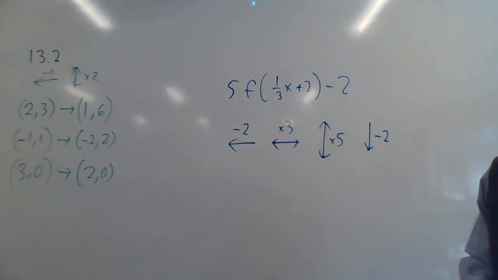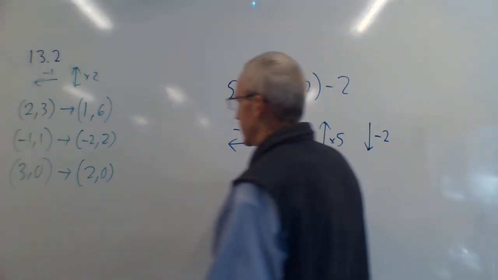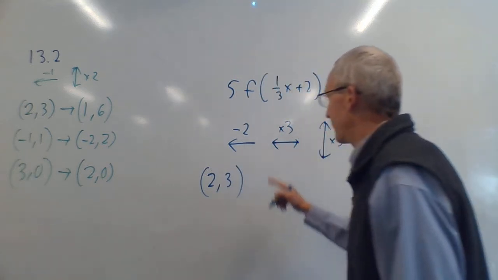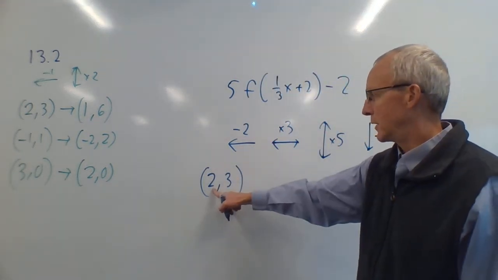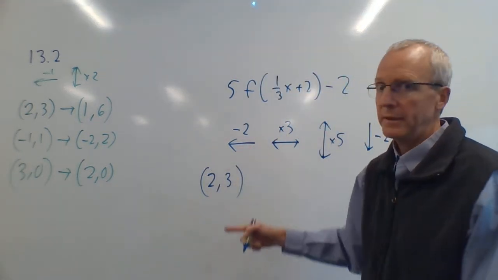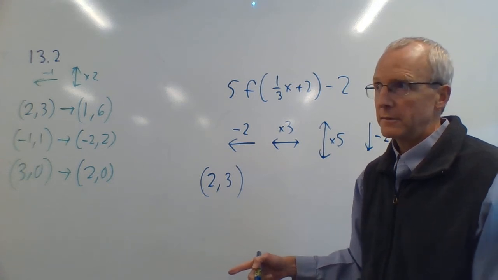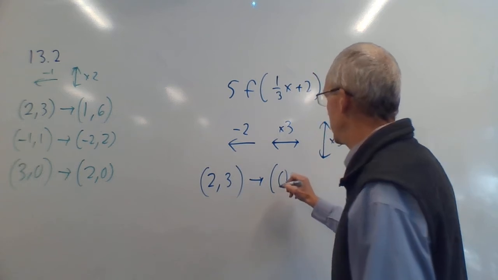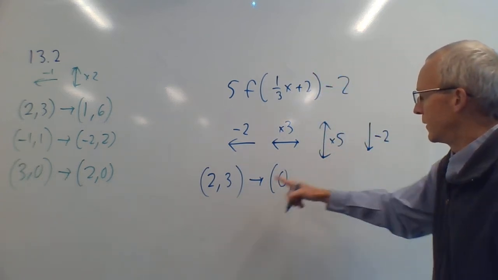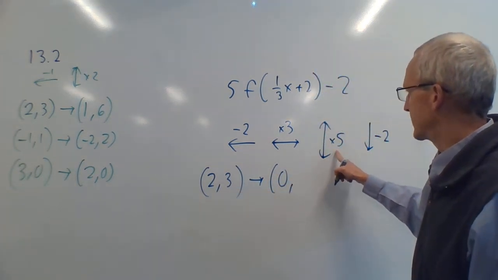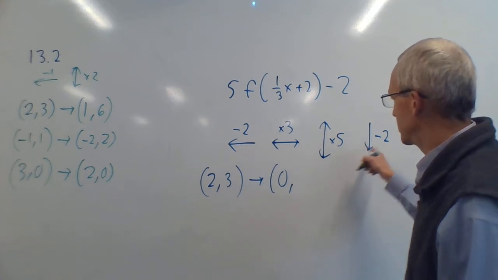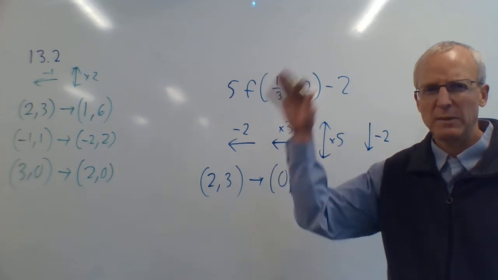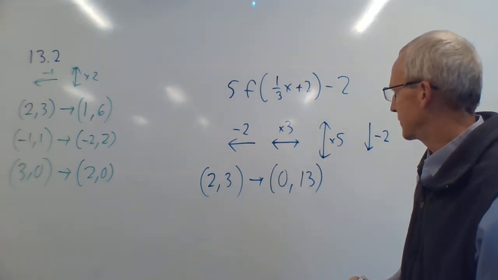So every point, we do this. So let's again take an example point. Let's take our point 2, 3. First, we take away 2, which is 0. Then we multiply by 3. 0 times 3 is still 0. So this point goes to 0, and then the y one, 3 times 5 is 15, minus 2 is 13, so it goes to 0, 13. Well, that's going to be pretty high up there. It's going to be hard to graph.